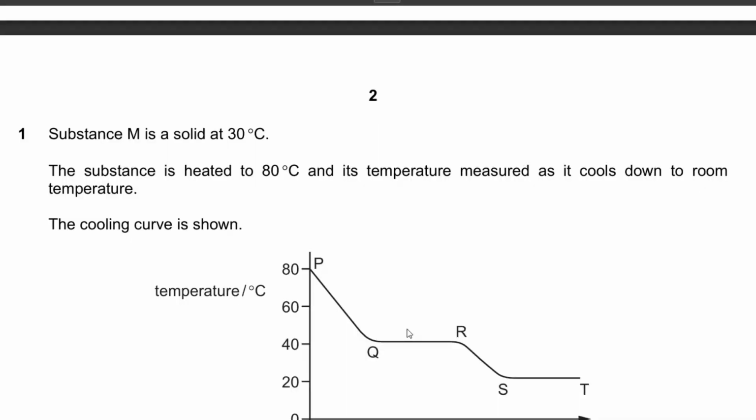Today we are solving IGCSE Chemistry Paper 2 Variant 2, February-March 2023. Let's go step by step using the official mark scheme. Question 1. Substance M is a solid at 30 degrees Celsius. The substance is heated to 80 degrees Celsius and its temperature measured as it cools down to room temperature. The cooling curve is shown.